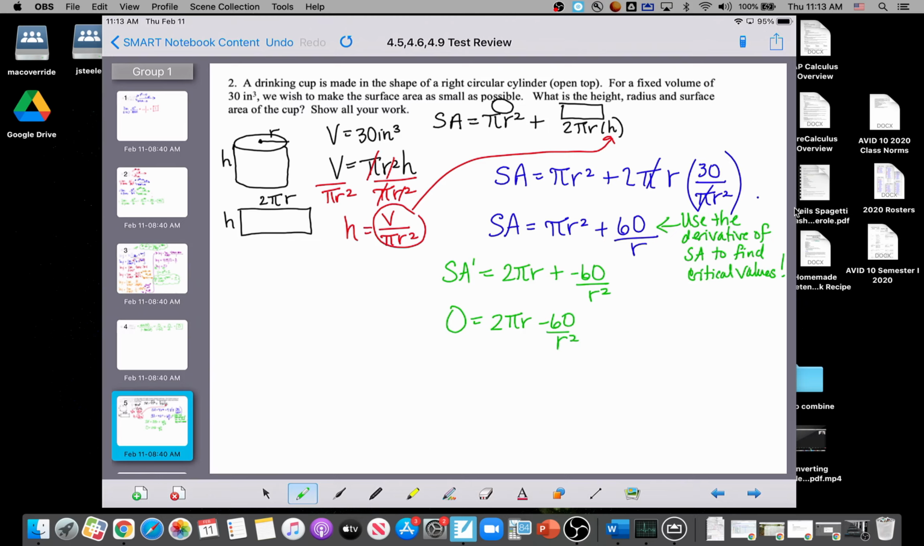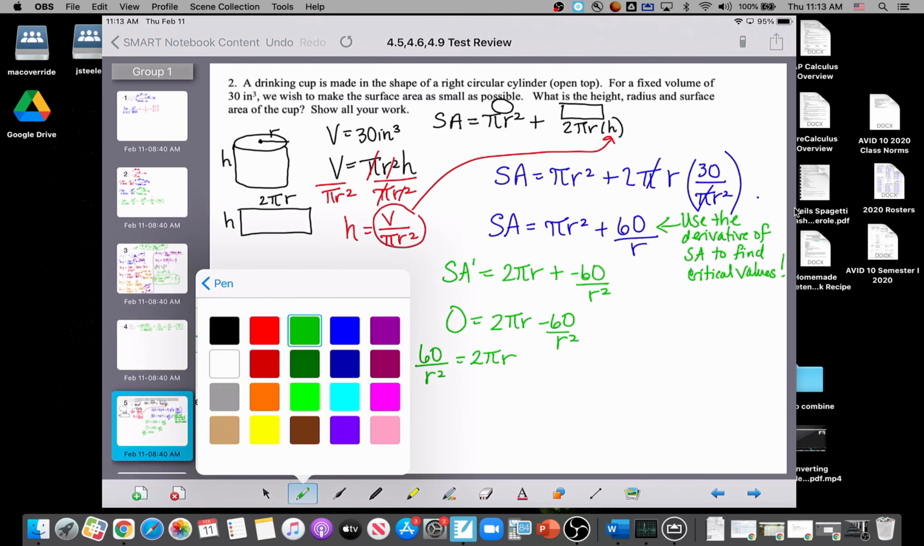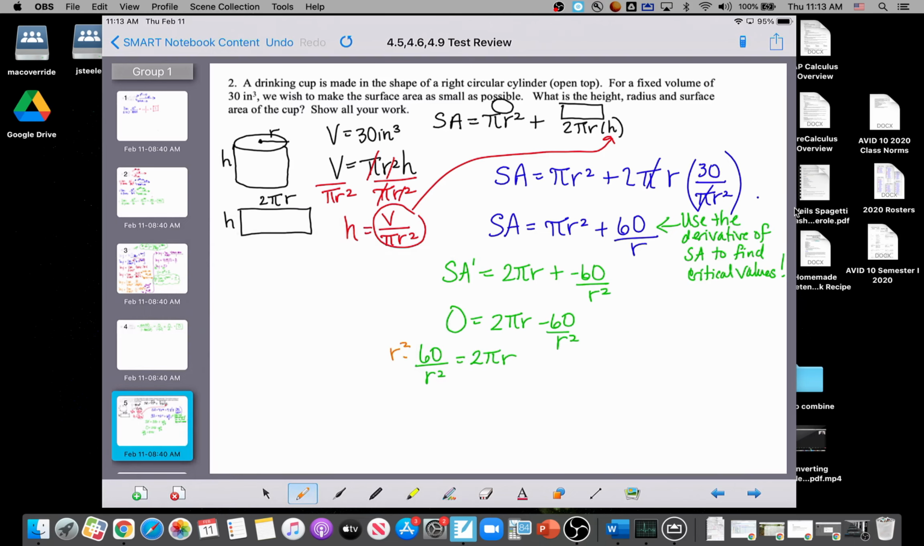So if I'm trying to solve for r, I'm going to add that 60 over r squared term over to the other side. So then I'm going to have 60 over r squared is equal to 2 pi r. And then if I want to get that r squared out of my denominator, I am going to multiply both sides of the equation by r squared. So I will have 60 equals 2 pi r cubed. Now, of course, I can divide both sides by 2 pi to get my r cubed alone. 60 divided by 2 is going to be 30.